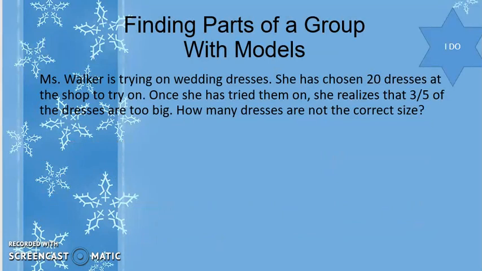All right, let's go ahead and take a look at our first question, and we're going to find a part of a group with a model. So first I'm going to show you the model, then I'm going to show you how to do this with an array.